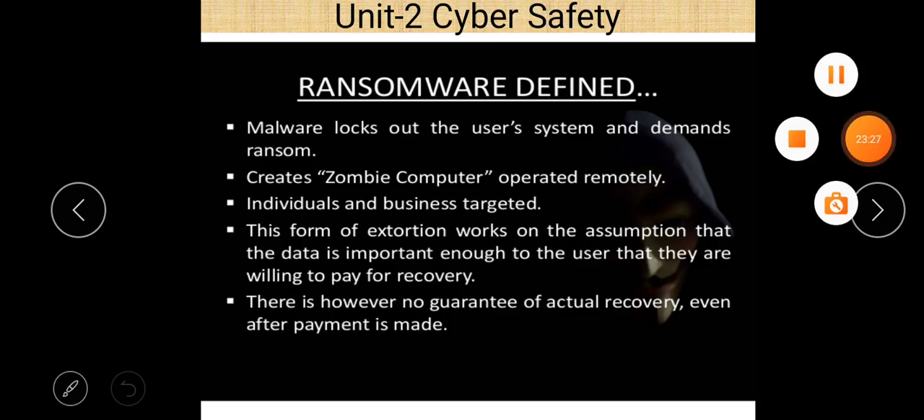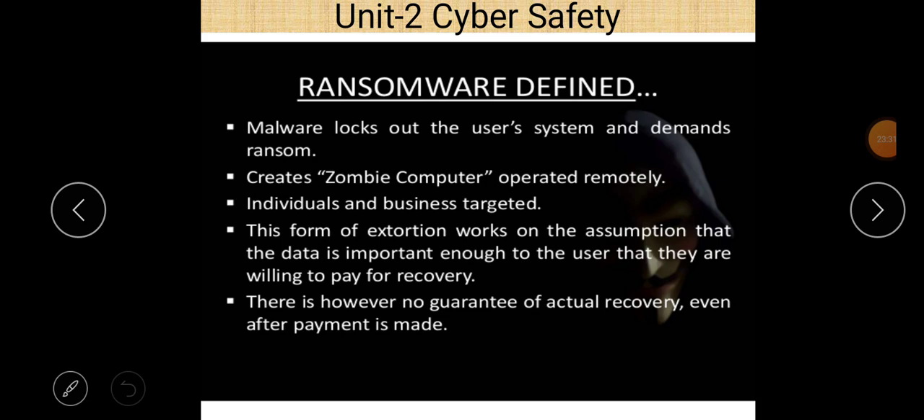Next important topic is ransomware. That is the most dangerous type of malware. It locks out the user's system and demands a ransom. Locking out the user's system means you are not able to open your computer system, or even certain files, or connect to the internet, something like that. So it is a type of malware that locks the user's system, and for that purpose the attacker demands some ransom.